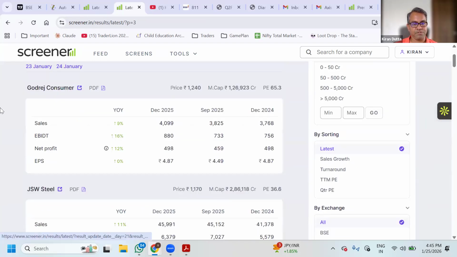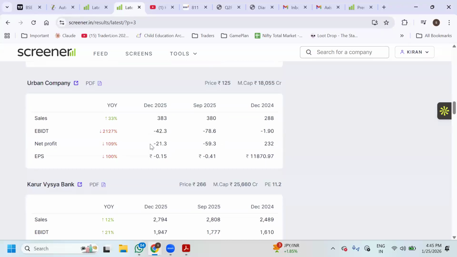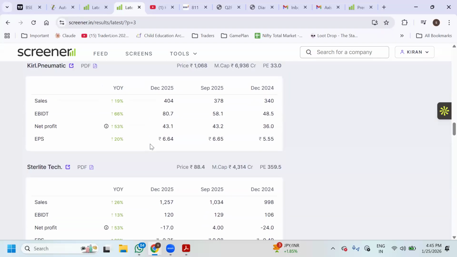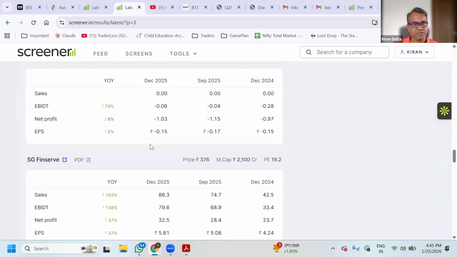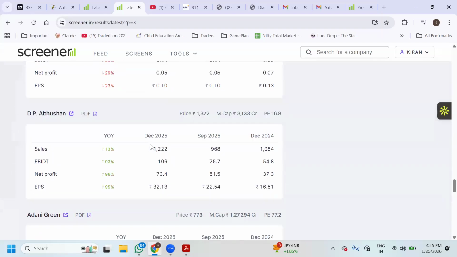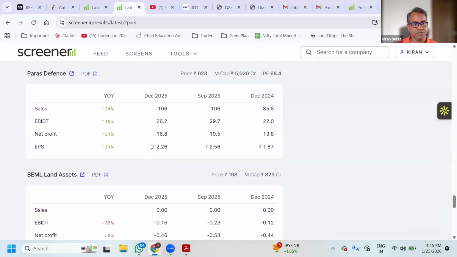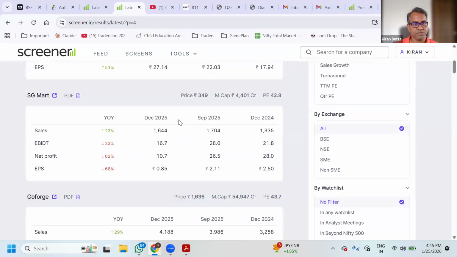I think Godrej Consumer also. But I'll see credit access. Normal users are also getting the recordings. Normal users can also see the recording call conference in the screener. When we go into the stock, we'll see. Yeah, you can see that. Trying to pass it. I was looking to show a stock that worked out for us.